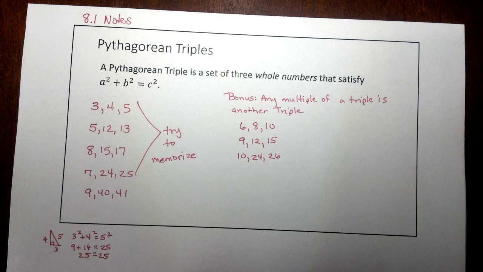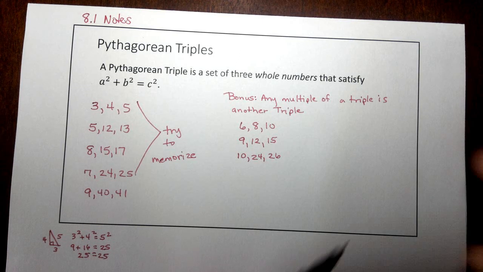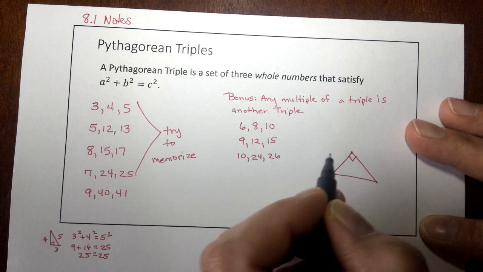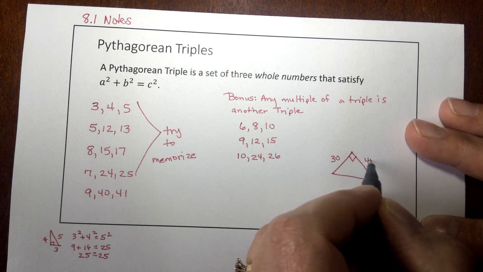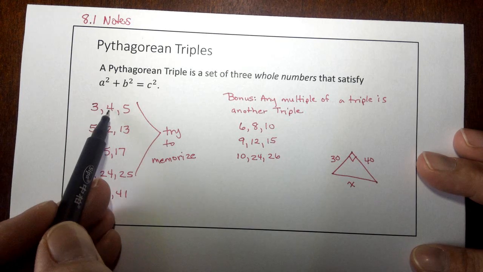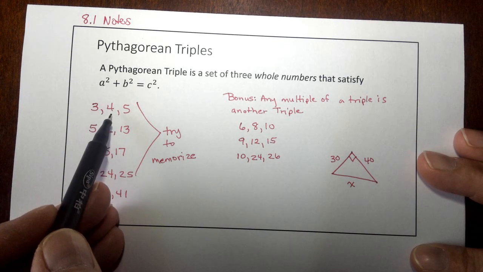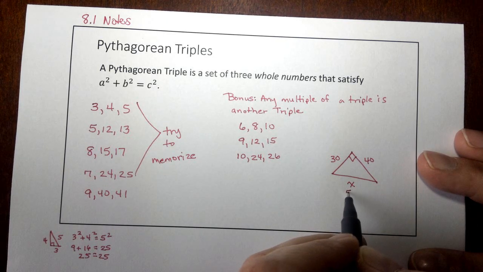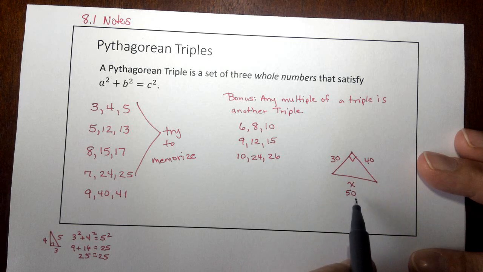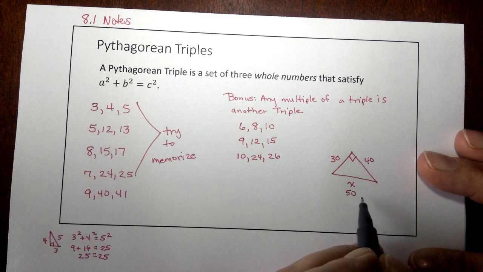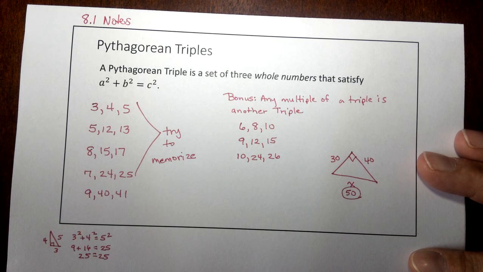That's still a triple. There was a problem in our notes yesterday. They had a right triangle with sides of 30, 40, and x. 30 and 40 are multiples of 3 and 4. If you multiply 3 by 10 and 4 by 10, you get 30 and 40. So if you multiply 5 by 10, you get 50, and this is a 3, 4, 5 triple that's been scaled up by a factor of 10. So 30, 40, 50 is another triple. I just found that missing side without doing any computations at all, other than multiplying by 10.